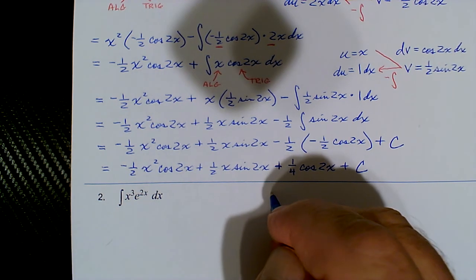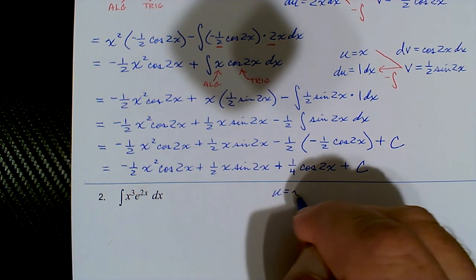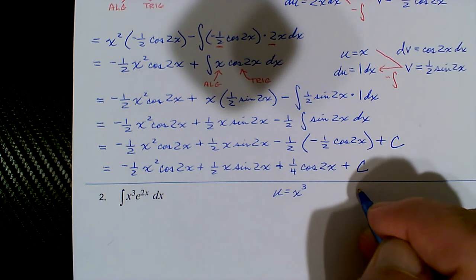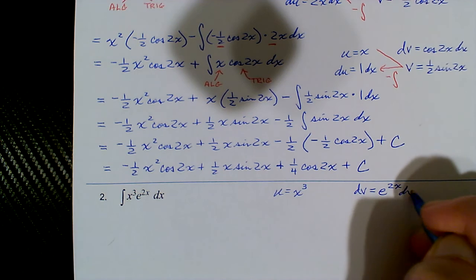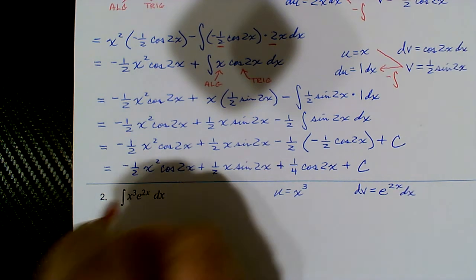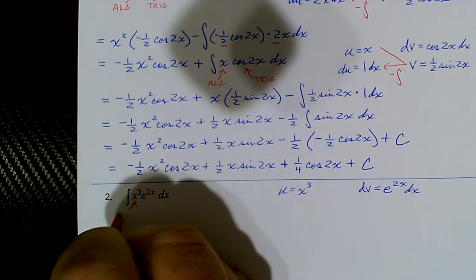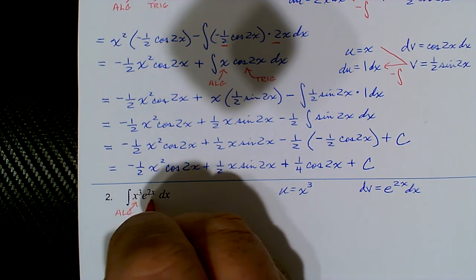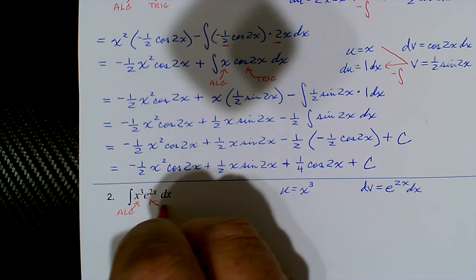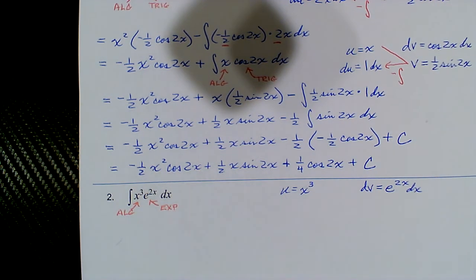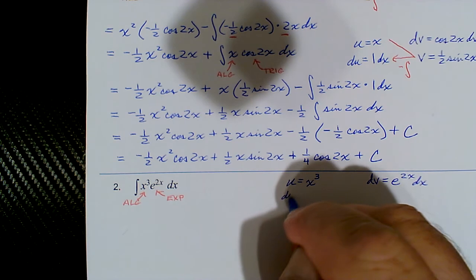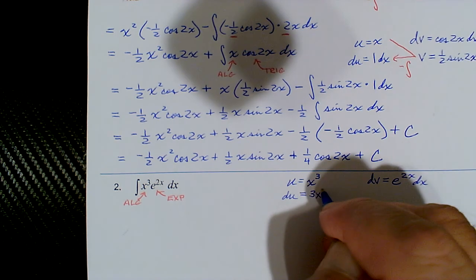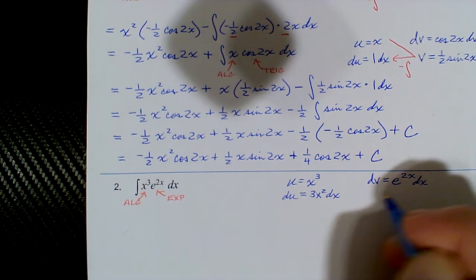So we would pick our u, x cubed, and our dv e to the 2x, with that we associate the dx. Oh, I forgot to argue. The x cubed is algebraic, and the e to the 2x is exponential. So according to LIATE, the algebraic is our u. Okay, so then we calculate our du. It's 3x squared dx. Again, we don't modify it.